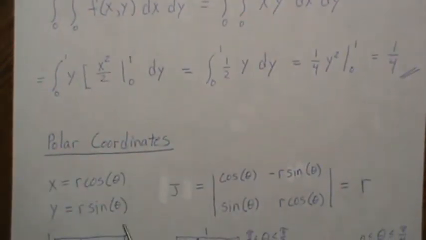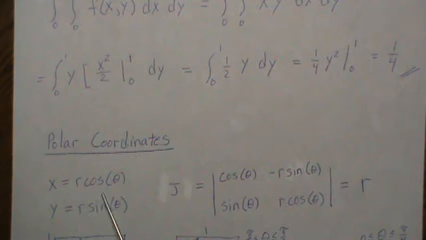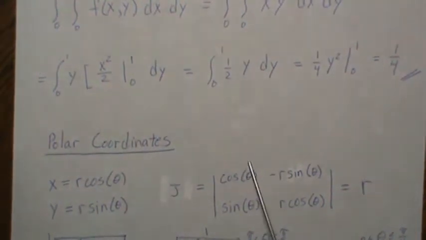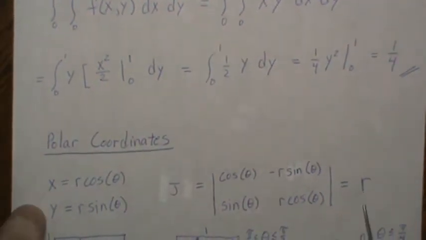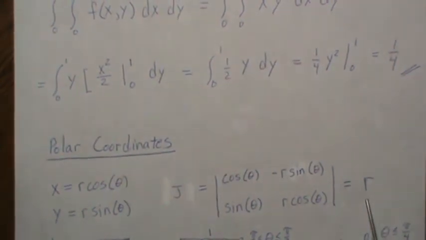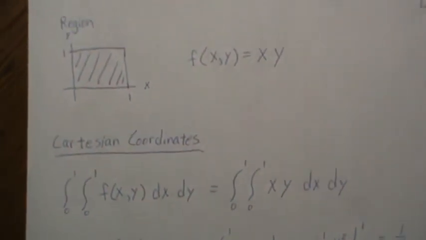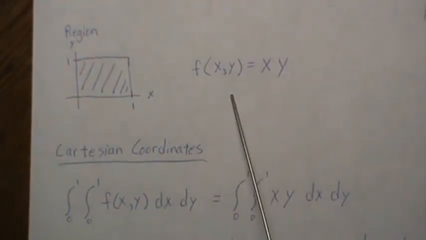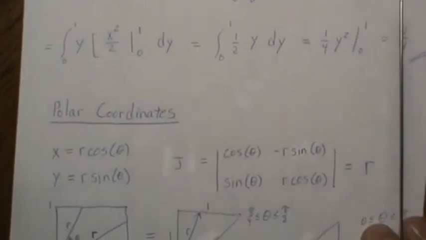But let's convert it to polar coordinates. So let's let x be r cosine theta, y be r sine of theta. The Jacobian would be this, which is the determinant. You get r. Now we want to plug this in here. Okay, so this is the tricky part.